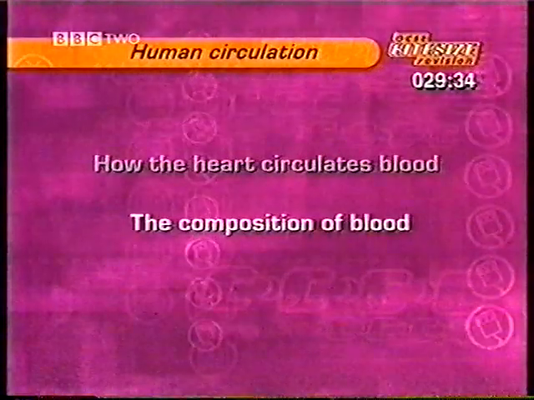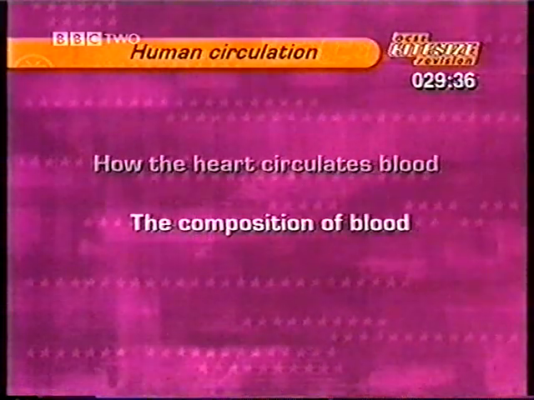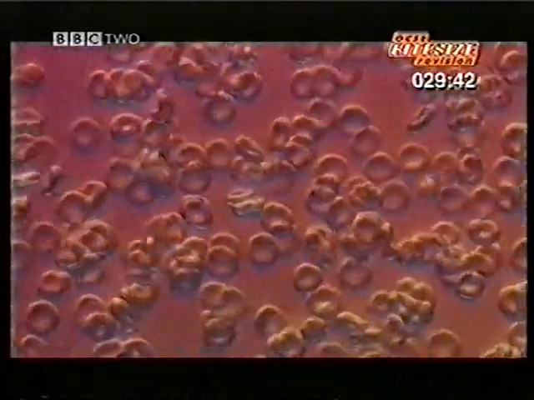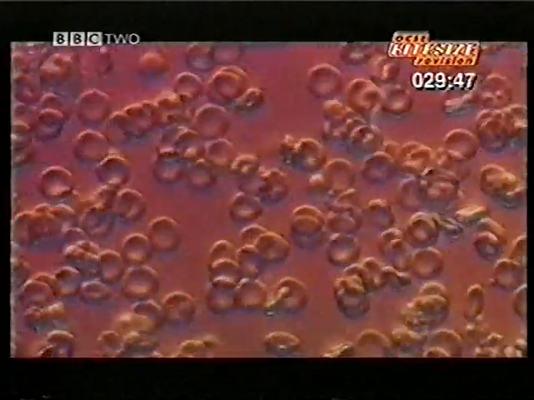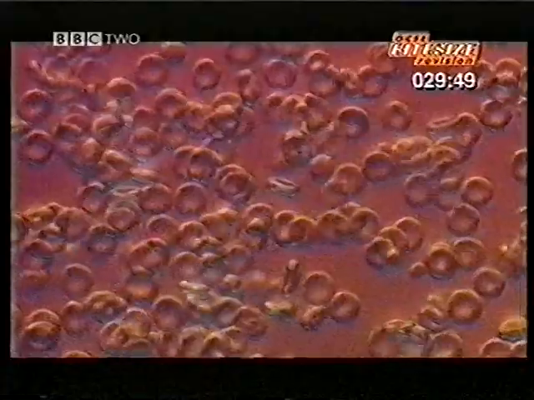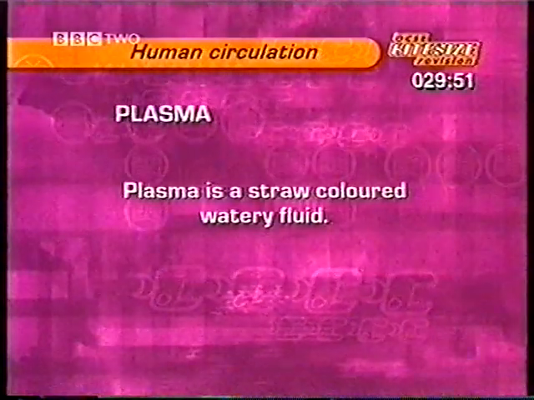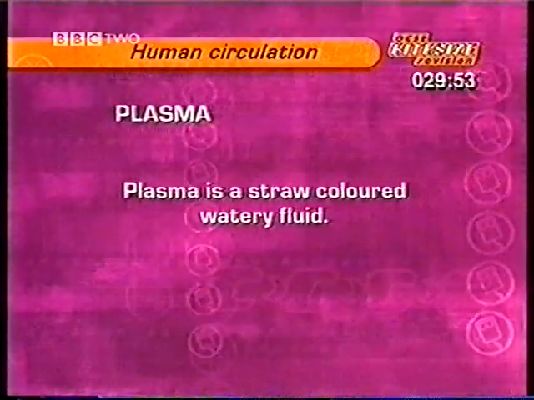Now, what about the composition of the blood itself? Blood is a liquid medium that transports dissolved substances around the body. Blood is made up of plasma, red and white blood cells, and platelets. Plasma is a straw-coloured watery fluid.